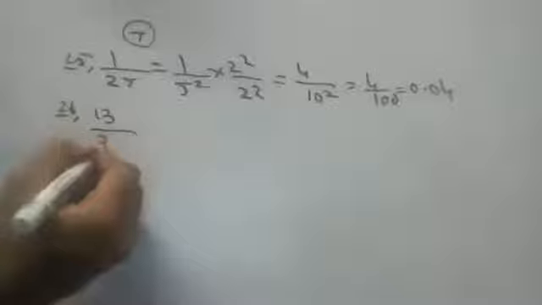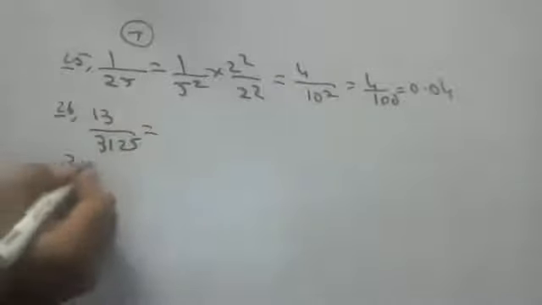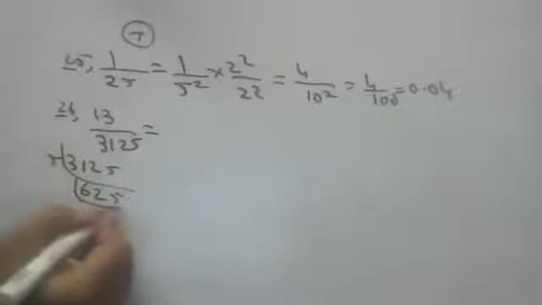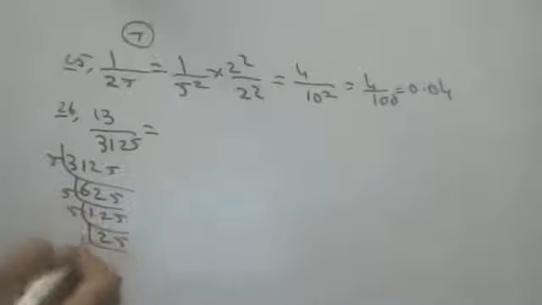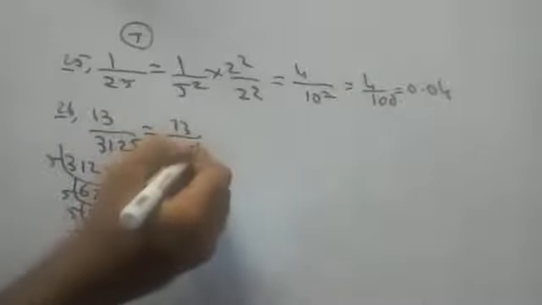So next, big numbers. 13 by 3125. Prime factorization of denominator. 3125 prime factorization is what, children? 5 into 625, 5 into 125, 5 into 25, 5 into 5, 1. Okay, children. 13 by 5 to the power of 5.